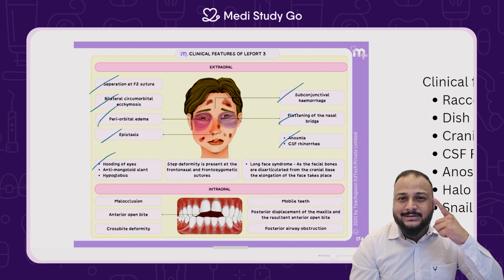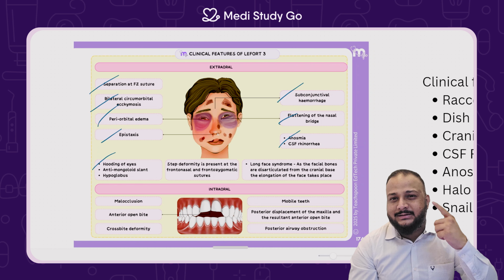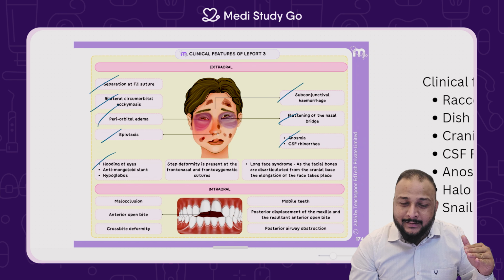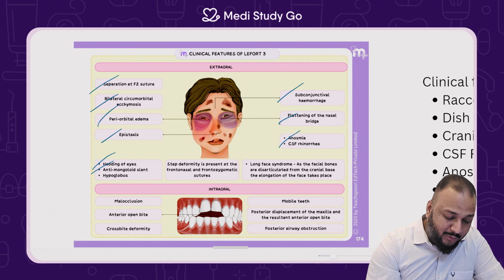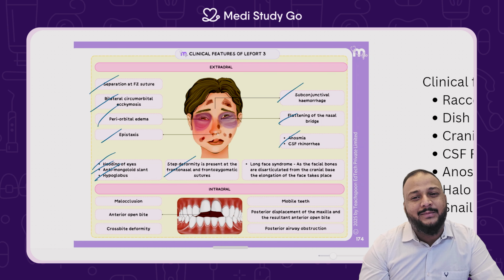There is a mongoloid slant in which the eye becomes like this, the lateral canthus goes up, and there's an anti-mongoloid slant in which the lateral canthus comes down, and then that is a hooding. So you can have any of these slants which are called mongoloid or anti-mongoloid slants. There is going to be hypoglobus. Step deformity at every fracture.